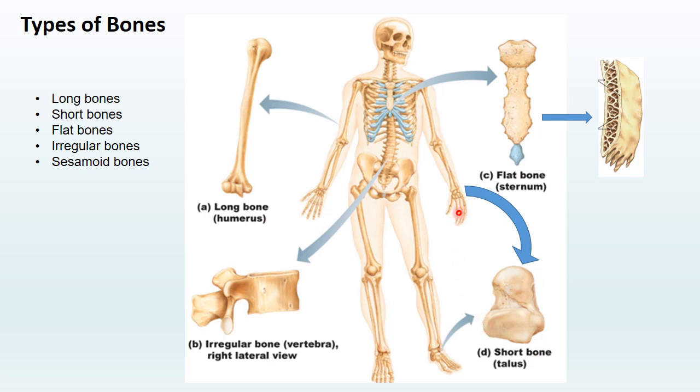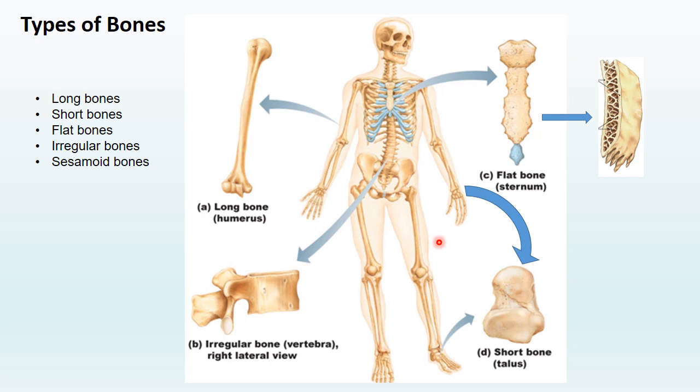Example of this type is the bones of the wrist, which are called the carpal bones, and short bones of the ankle joint, which are called tarsal bones.